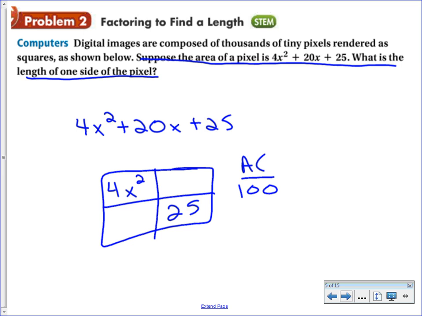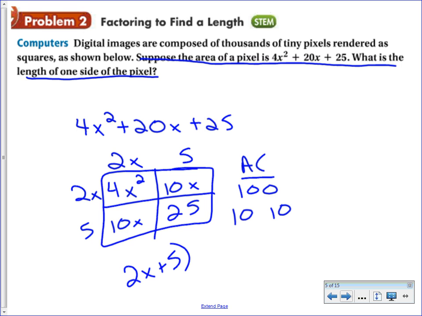Some factors of 100. I'll just go straight to the answer, guys. If I take 10 times 10, I get 100. And 10 plus 10 is 20. So I go 10x, 10x. From the top down, I factor out a 2x, a 5, a 2x, and a 5. My final answer for this one is 2x plus 5 in parentheses squared.